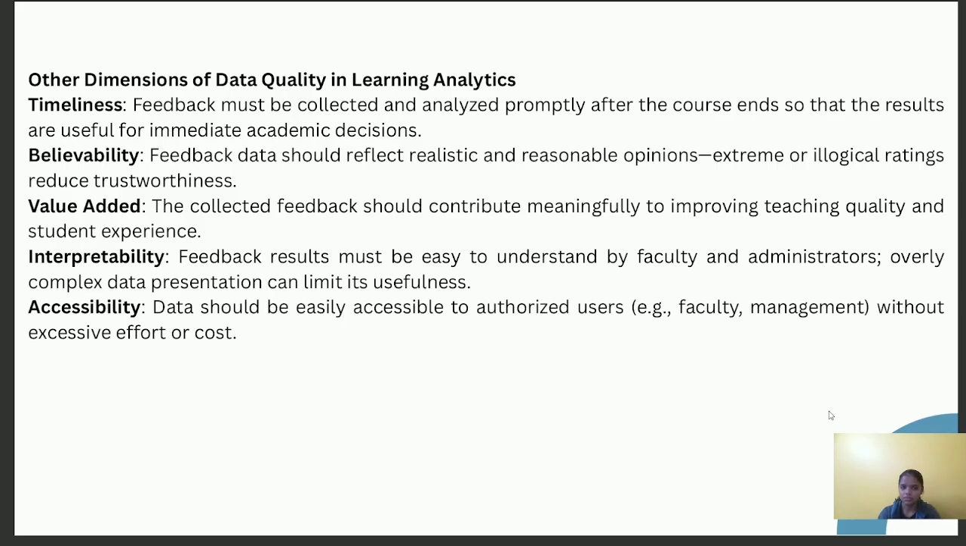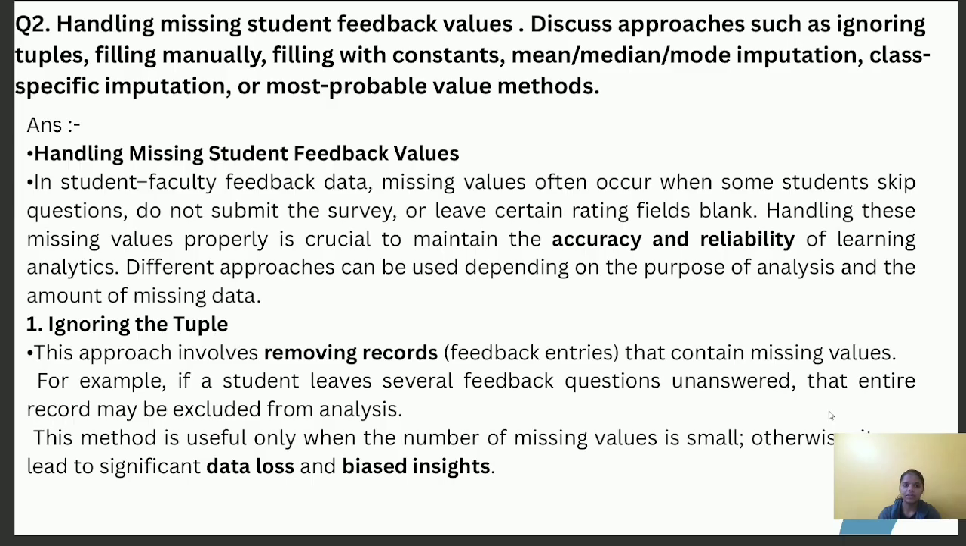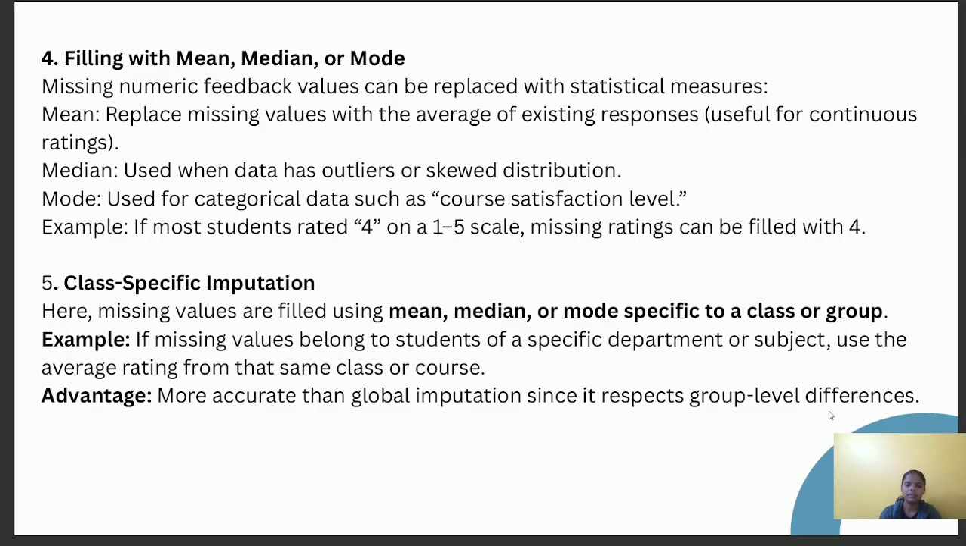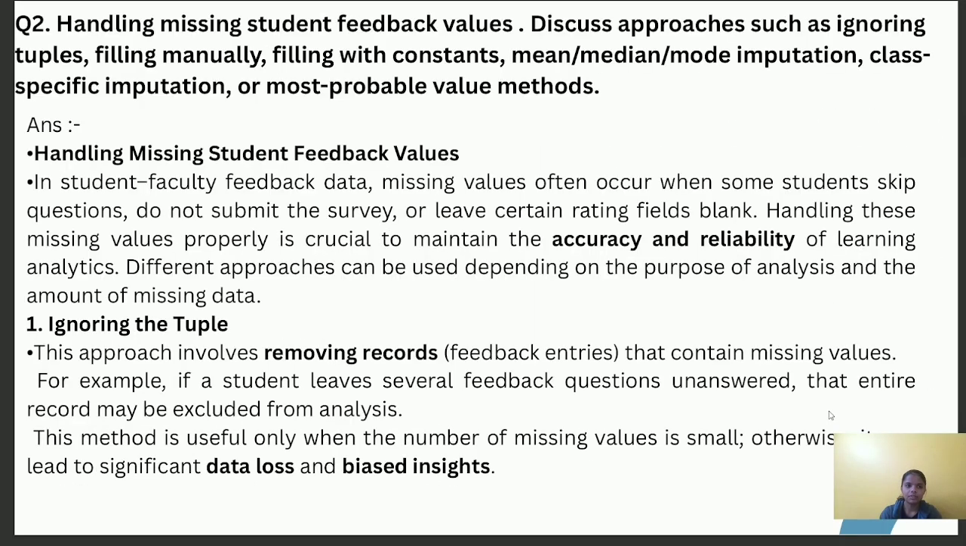Next question, handling missing student feedback values. Discuss approaches such as ignoring tuples, manual filling, filling with constant, mean, mode, and median, imputation classes, class specific imputation, or most probable value methods. To handle the missing student feedback value, sometimes we will ignore the tuple, we will fill it manually, we will fill it with the help of a constant, or we can fill it with the help of mean, mode, median. So first we will see the ignoring the tuple method.